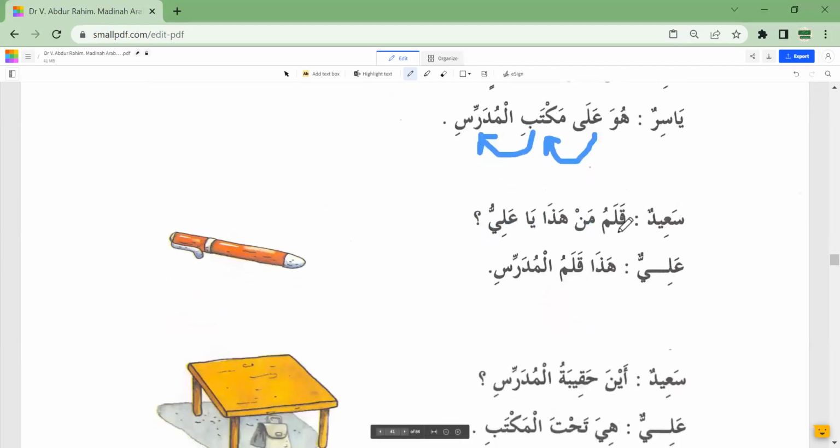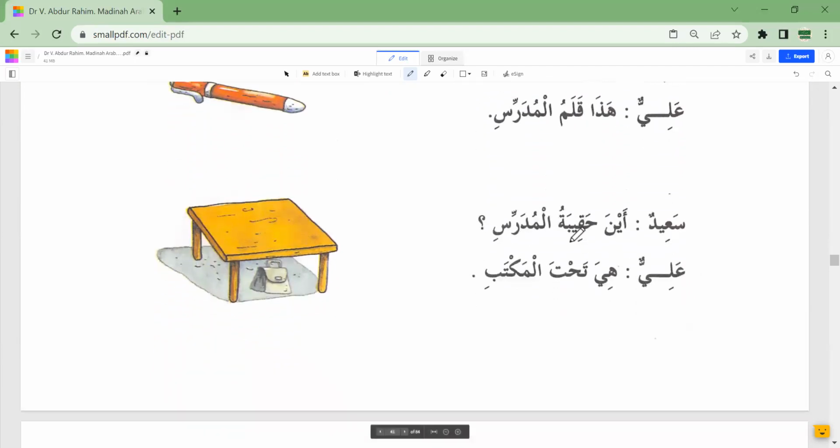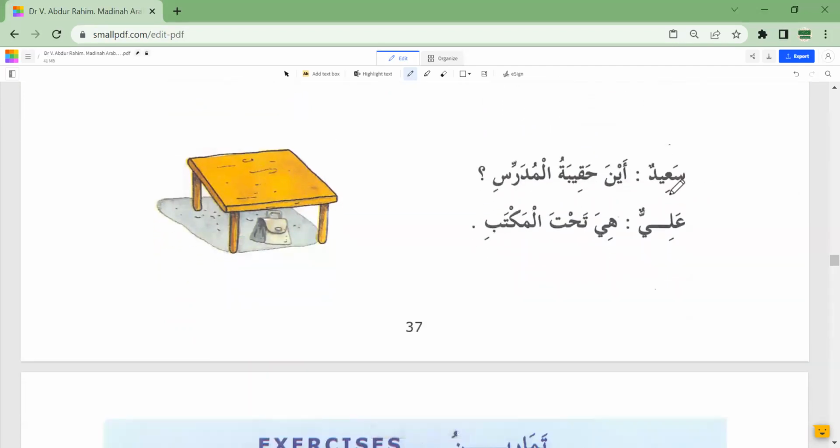سعيد قلم من هذا يا علي؟ Ya Aliyu. علي هذا قلم المدرس. Right. Whose pen is this? This is the teacher's pen. So qalamul mudarrisi. Mudaf ilayh. Next. سعيد أين حقيبة المدرس؟ Where is the bag of teacher? Yes, bag of teacher or teacher's bag. Both are correct.